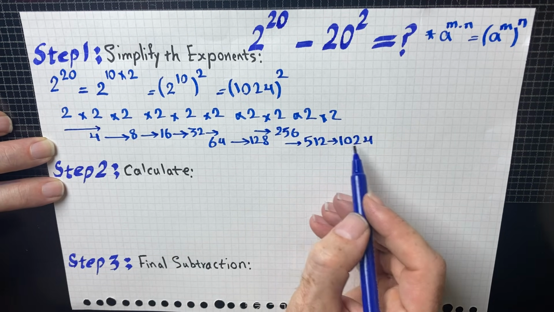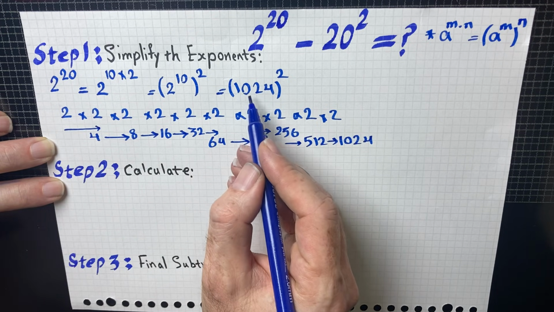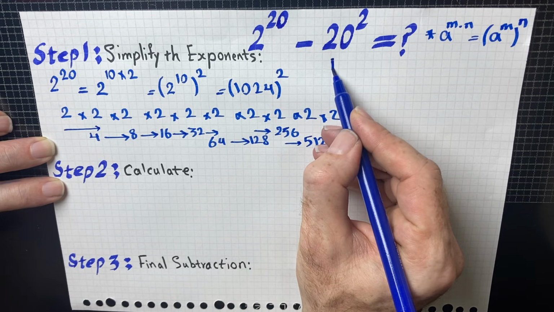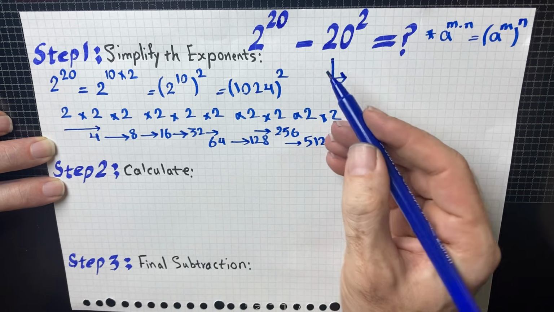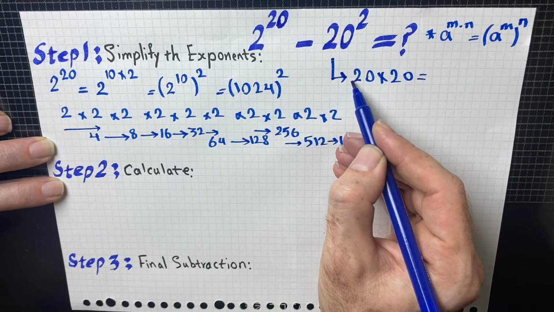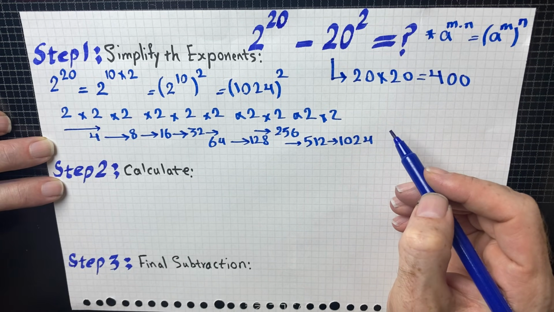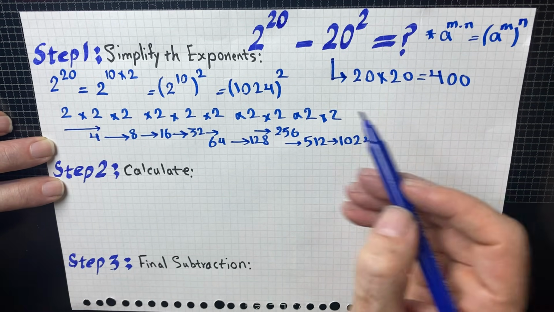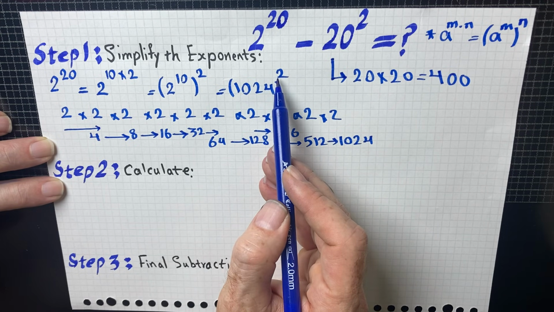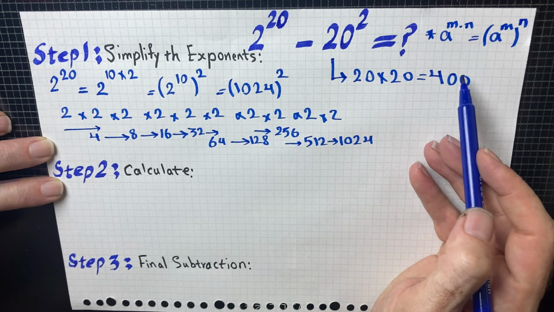So until here, good job. 2 raised to the power of 20 can be written in the form of 1024 raised to the power of 2. And next one, 20 to the power of 2, which means 20 times 20. 2 times 2, 4, 0, 0, so 400. So until here, we know 2 raised to the power of 20 is 1024 raised to the power of 2, and 20 raised to the power of 2 is 400.